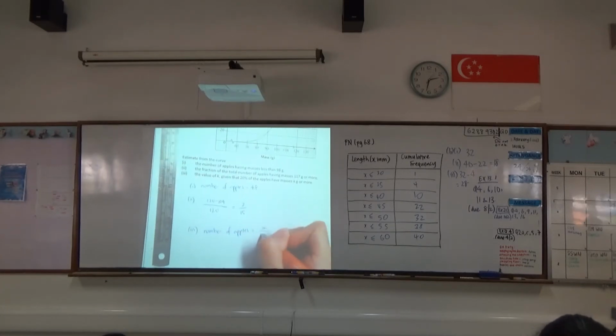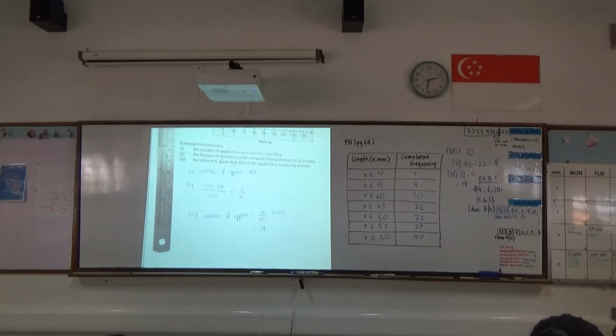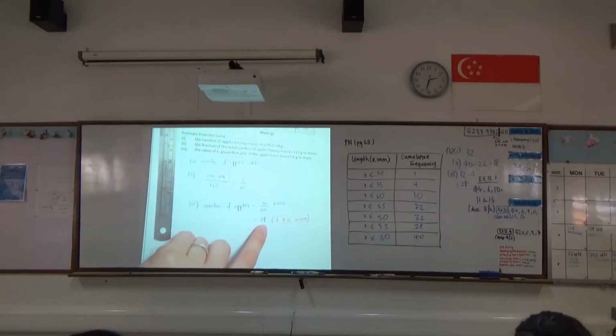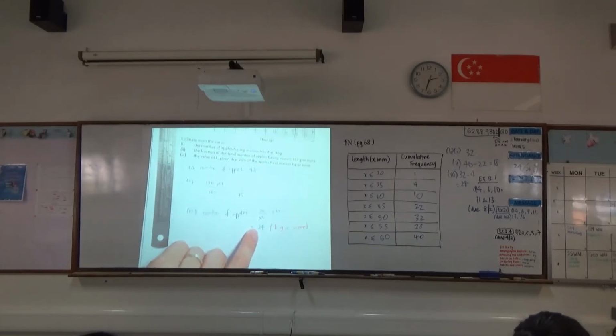So 20% out of 120 apples, you get 24 apples. I'm not saying that Carissa is wrong, okay, her calculation will still get her the correct answer. But 24 apples is actually k grams or more. I guess it's a bad notation to use K for grams. So 24 apples are k grams or more.